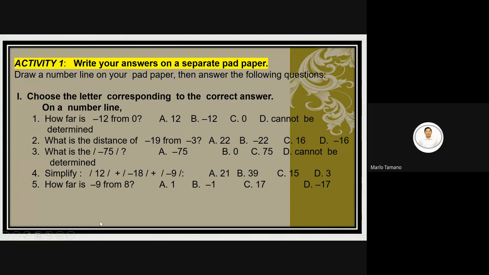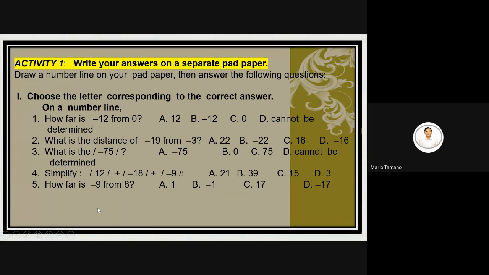So the absolute value of negative 9 is 9 plus. Plus po tayo dahil ang point of origin natin ay positive. Naintindihan? So the absolute value of negative 9 is 9 plus absolute value of 8 is 8. So 9 plus 8 is 17.